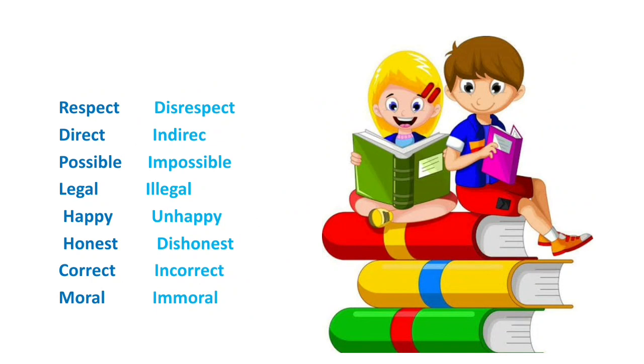In the same manner, if we add in to complete, you'll get incomplete. In the same manner, by adding il in the main word legal, we'll get its antonym illegal, legal, illegal. By adding prefix un, we'll get antonym of happy, happy, unhappy. By adding dis in the main word honest, we'll get its antonym dishonest, honest, dishonest. Next, by adding in, we'll get antonym of correct, correct, incorrect. And by adding im in the main word moral, we'll get its antonym, moral, immoral.